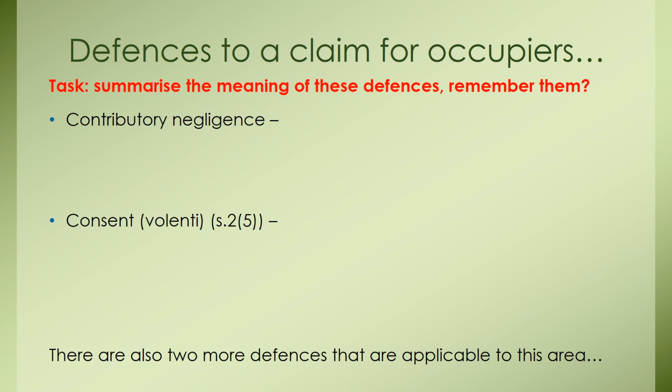And whilst we're on the subject of defences, it would be useful to note that the defences we've looked at previously, contributory negligence and consent, otherwise known as volenti in tort, are also applicable. So we could potentially, as occupiers, argue that somebody has contributed to their injuries, or somebody has fully and willingly consented to their injuries or the harm or the damage. So take a few minutes, pause this and summarise those defences before you move on.